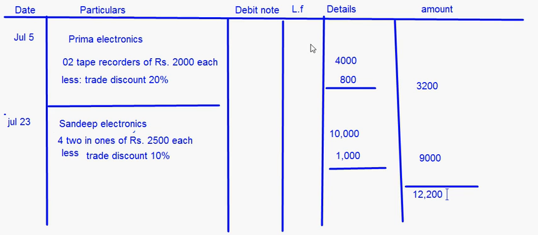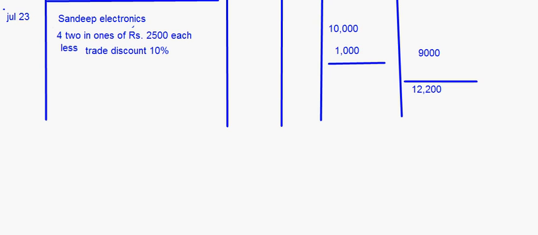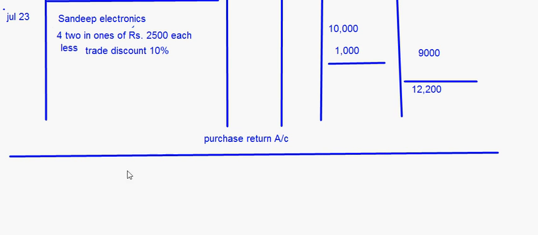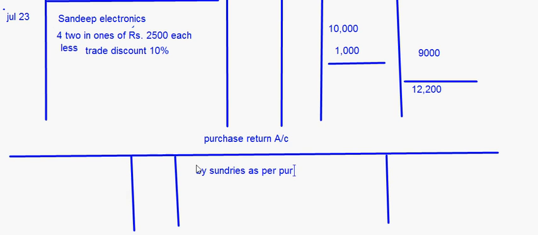When you post this to the ledger, you will have a purchase returns account. In the ledger we'll have this purchase return account, and it will come on the credit side. Purchases have a debit balance, purchase returns will have a credit balance. So on the credit side, at the end of the month or at the end of the year, you will write by sundries as per purchase return book. The total will come like this, 12,200.